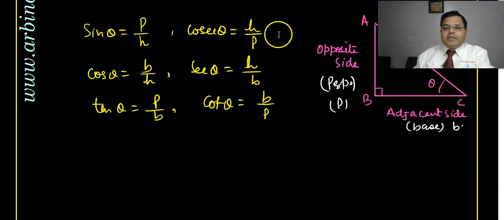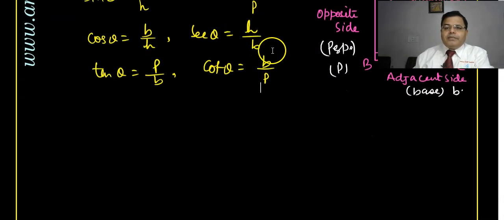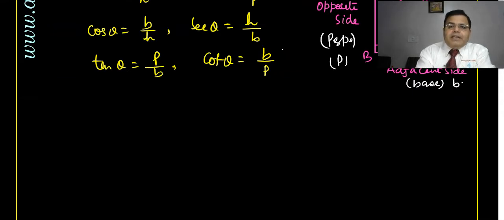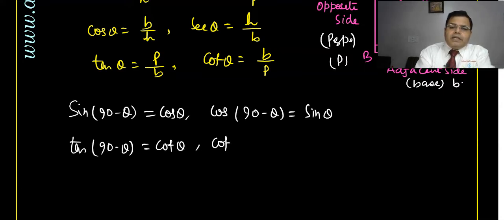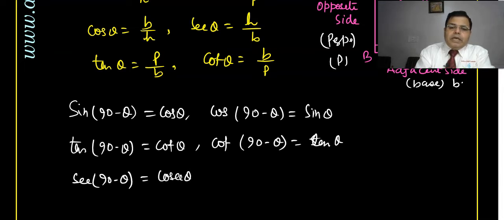Now, I have just told you this because I would like to give some other ideas as well. You have sine of 90 minus theta. Just to explain this, sine of 90 minus theta is equal to cos theta. Cos of 90 degree minus theta is sine theta. Tan of 90 degree minus theta is cot theta. And cot of 90 degree minus theta is tan theta, right? Sec of 90 degree minus theta is cosec theta, and cosec of 90 degree minus theta is nothing else but sec theta.